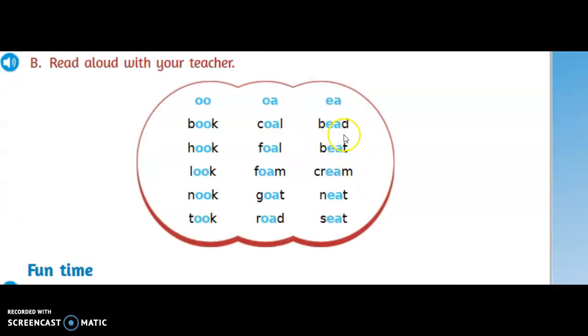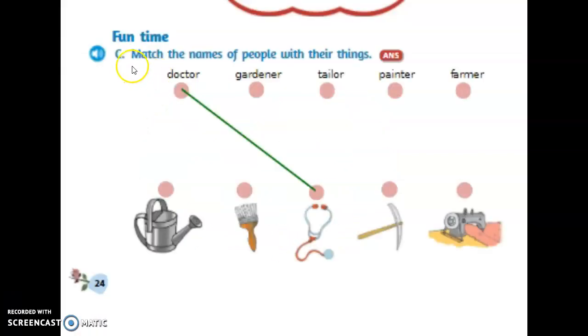There is a difference between bed and bead. Make sure that you pronounce it correctly. Bead is what we use to make chains. Next is beat. You all know very well about this. Next, cream, ice cream. Next, neat. Seat. Got it, children? Let's go for the next exercise.